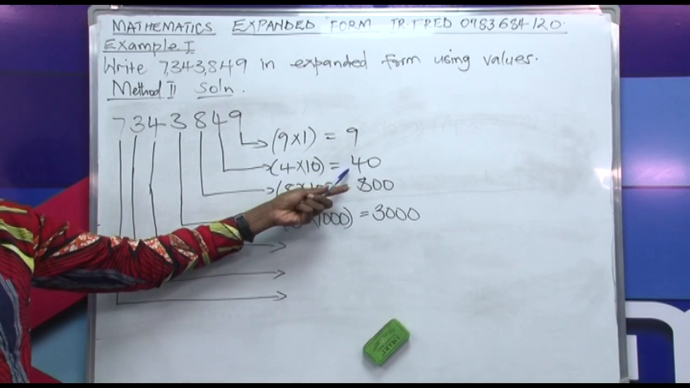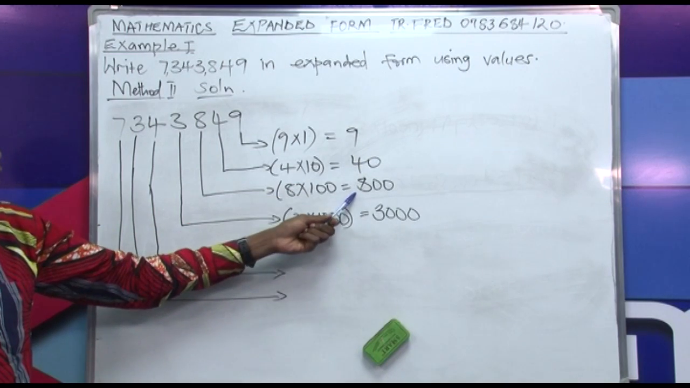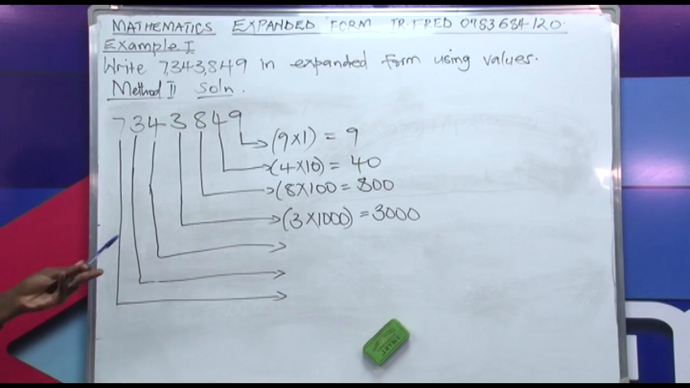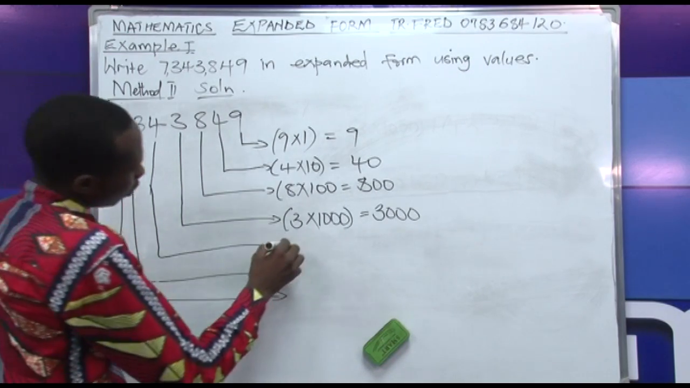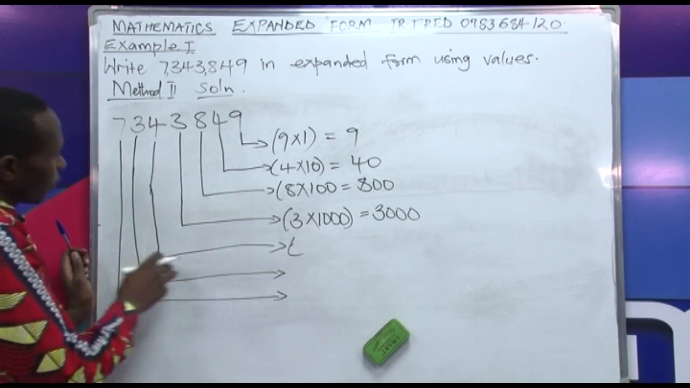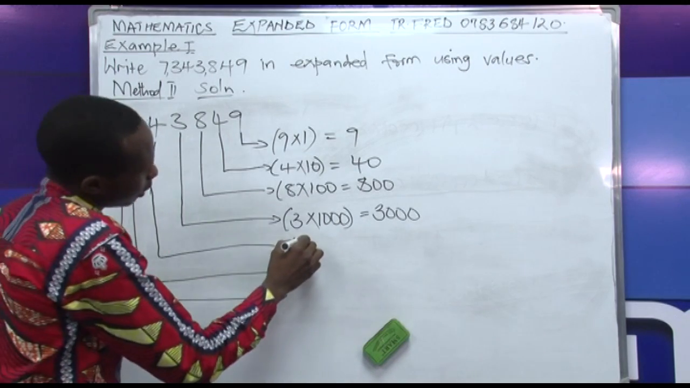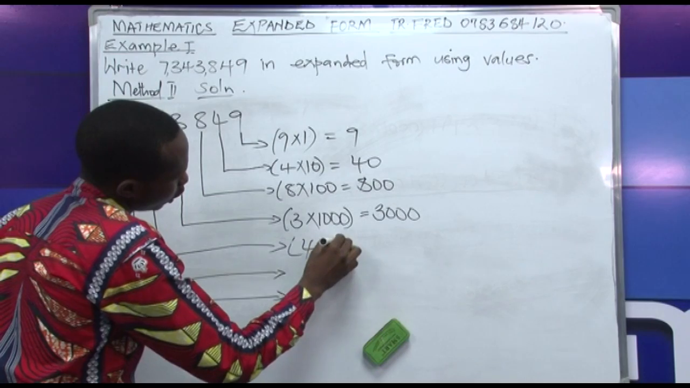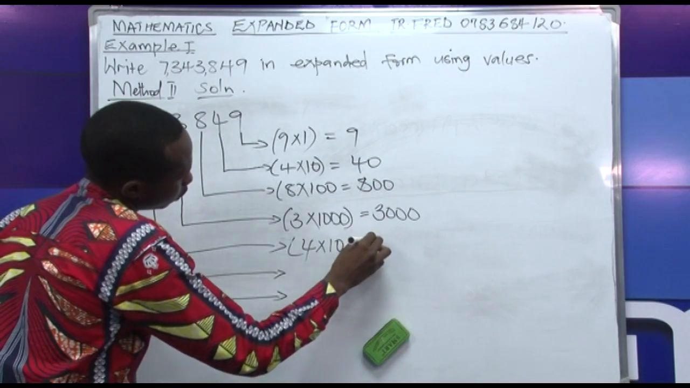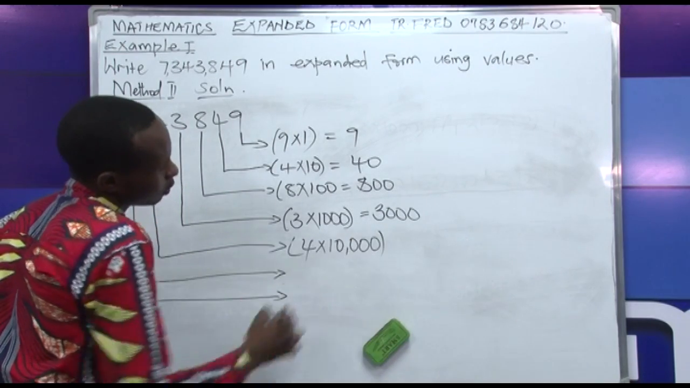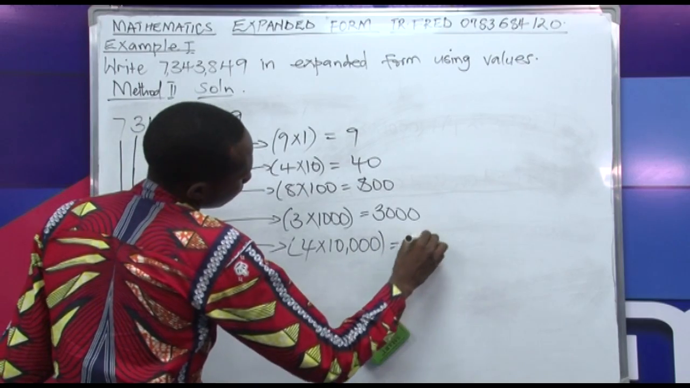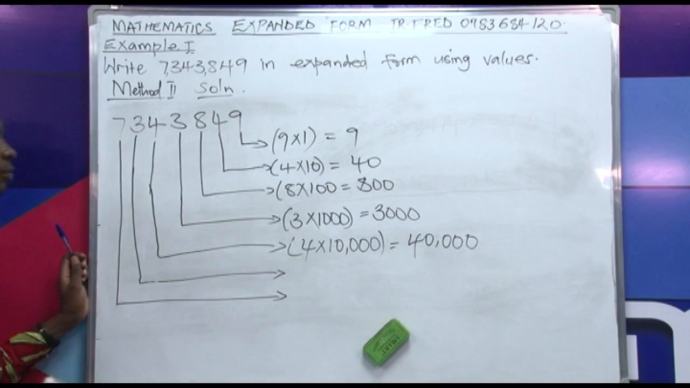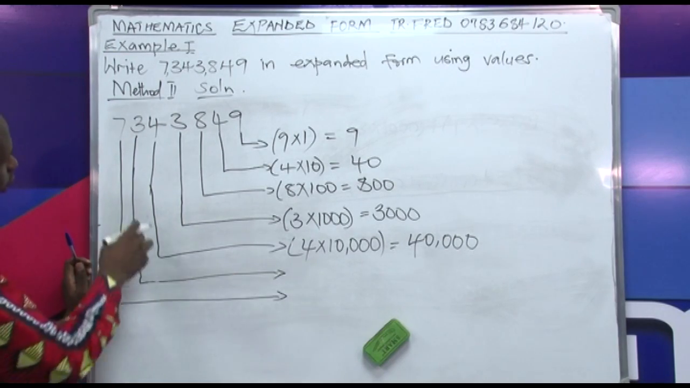First digit doesn't have any zero. The second digit has 1 zero. The next one has 2. The next one has 3, meaning that the next one has 4. Right? So we shall also come to the next digit, and we say it is 4. So we shall have 4 times 10,000, because from 1,000, we go to 10,000, which will give us 40,000.